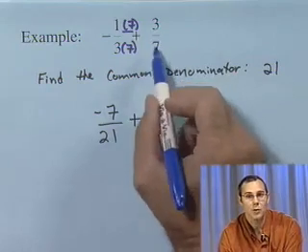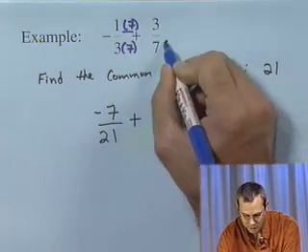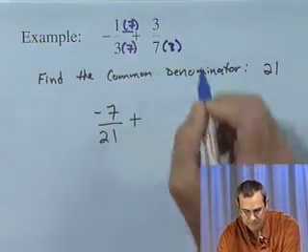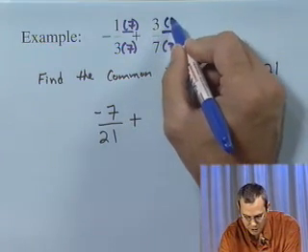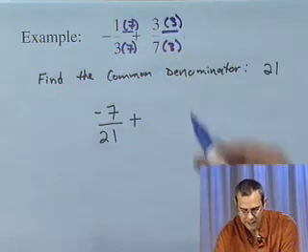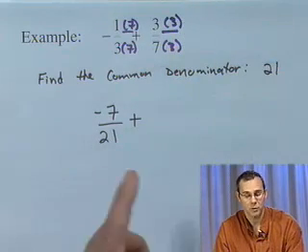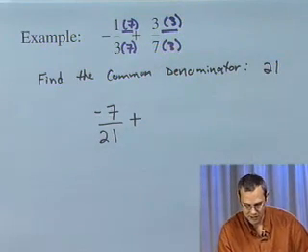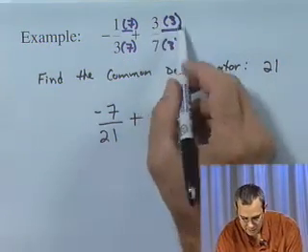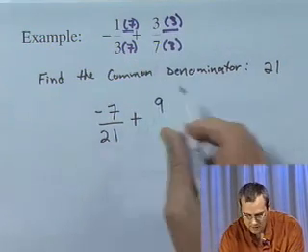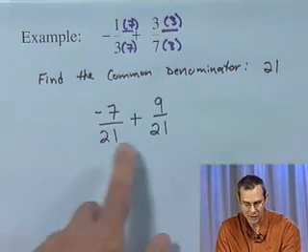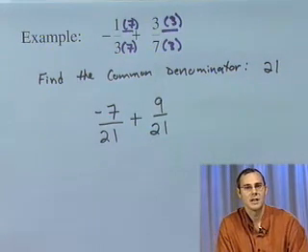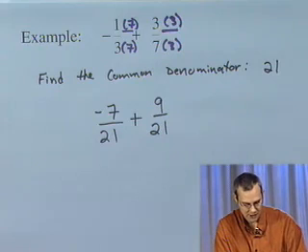Okay. Now I'll do the same thing to the second expression. Remember, I want to get a 21 down here. So I'll multiply this by 3. That'll give me a 21. But if I multiply the denominator by 3, I got to multiply the numerator by 3. And again, 3 over 3 is just 1, so that will not change the value of that expression. 3 times 3 is 9. 7 times 3 is 21. Now notice I have the exact same denominators. Now we can combine the fractions.